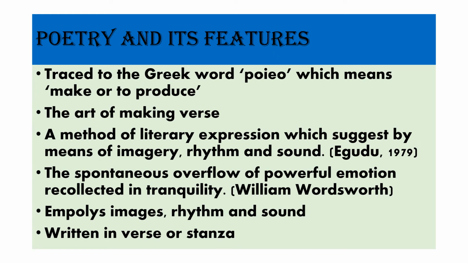So, we can say that poetry is a method of literary expression which suggests by means of imagery, rhythm, and sound. This is taken from Egudu 1979. We also have this definition from William Wordsworth. He said that it's the spontaneous overflow of powerful emotion recollected in tranquility. That's the definition of poetry from William Wordsworth. And then we know that poetry employs images, rhythm, and sounds, and that it is written in verse or stanzas.